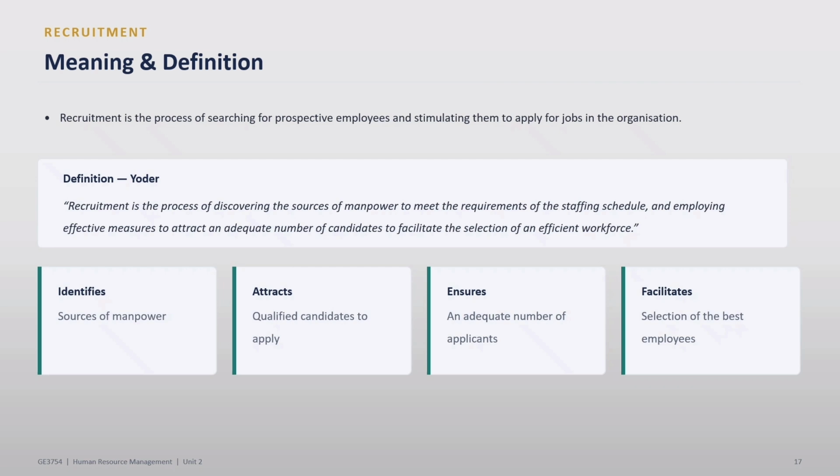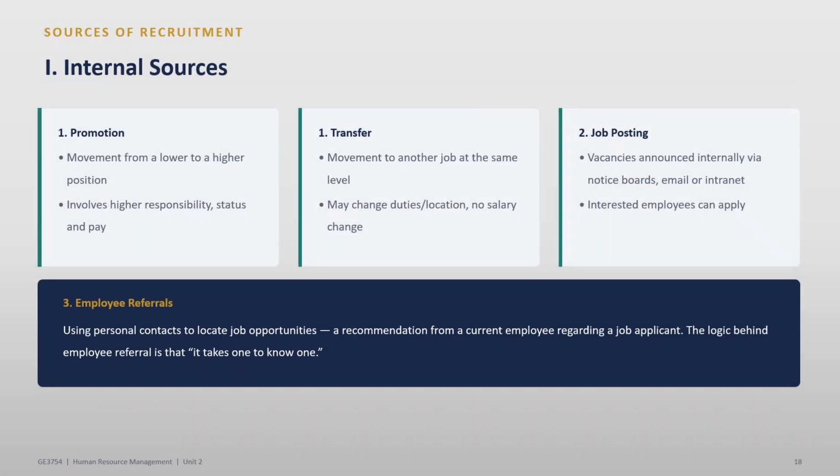There are a few important points to understand from this definition. First, recruitment identifies the sources of manpower. Second, it should attract qualified candidates to apply for the available position. Third, it tries to ensure an adequate number of applicants. Finally, recruitment provides a suitable pool of candidates from which the organization can carry out the selection process. It is important to understand that recruitment itself is not the process of choosing the final employee. Now let us discuss the internal sources of recruitment.